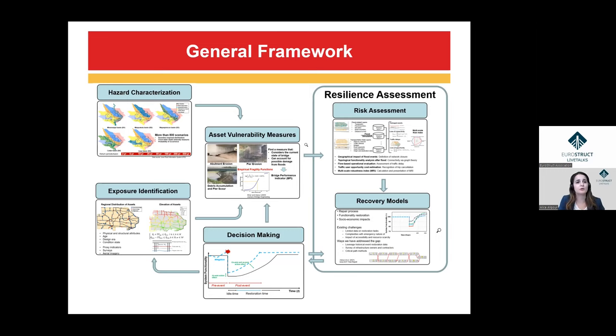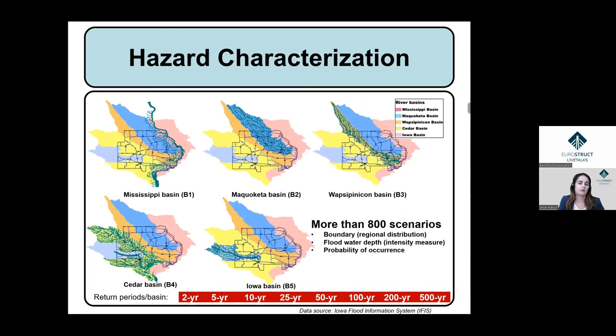Moving forward, let's look into the context that we are looking at, the characterization of the hazards. Here we have five different basins that could result in flooding. We also have different return periods, or probabilities of occurrence, of these events. The intensity measure of interest for flood events is flood water depth, and also the boundary of the flooding. This was given to us by the State of Iowa Flood Center, located at the University of Iowa. The hydrologists had conducted the scenarios, and we were given more than 800 scenarios to work with. So that's our hazard characterization.